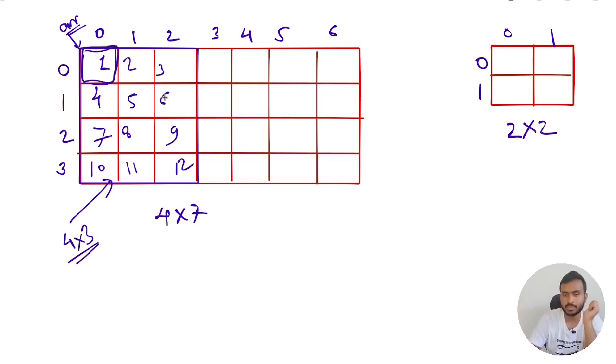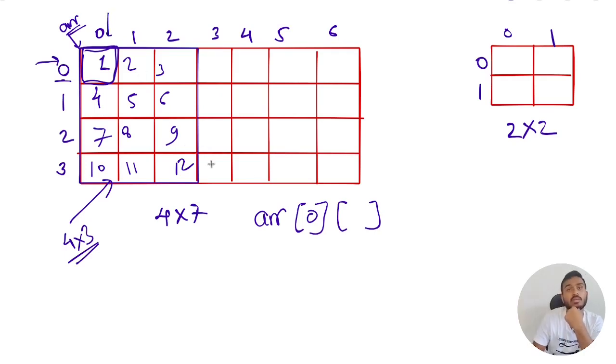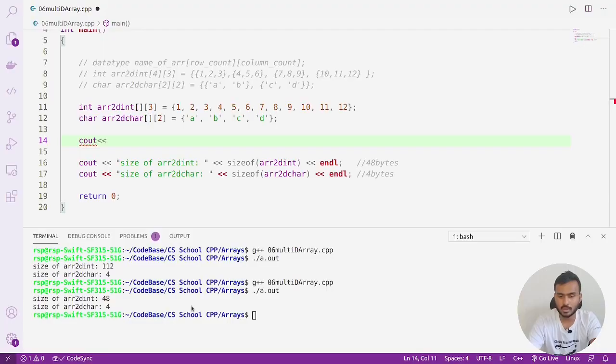So how you can access this element which is present at this location? It's super simple. You just need to write the name of the array, then in the first opening and closing square bracket, you need to write the index of the row in which the element is present. So in this case it is 0. And then in the second opening and closing bracket, you need to write the index of the column in which the element is present. So in this case it is 0. Okay, it's super simple. So let me go back to the code and we'll see how we can access the element using the code.